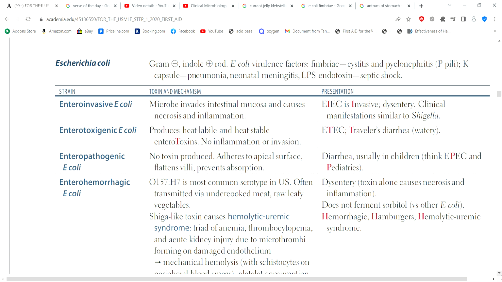What is a virulence factor? A virulence factor is something that the bacteria uses to get into our body. E. coli specifically uses Fimbriae to get into our body and to cause cystitis and pyelonephritis. P. pili is what E. coli uses to cause pyelonephritis in our body. Another virulence factor is K capsule. This one causes pneumonia and neonatal meningitis. Another virulence factor is LPS endotoxin. It causes septic shock.